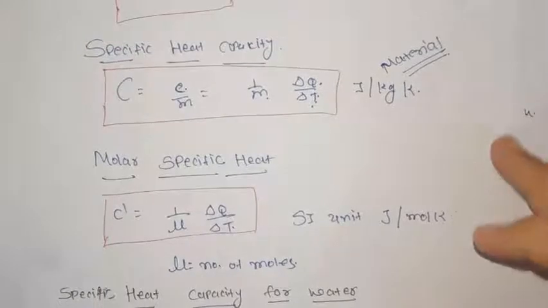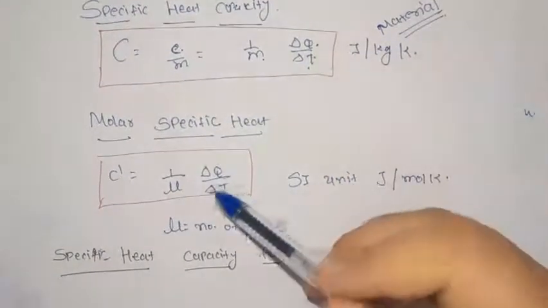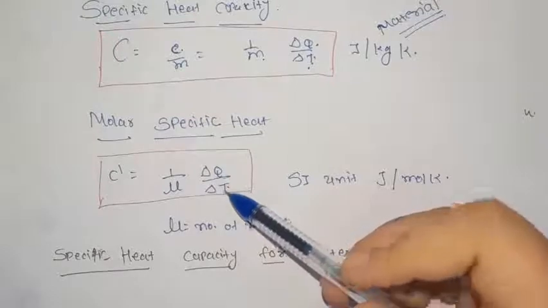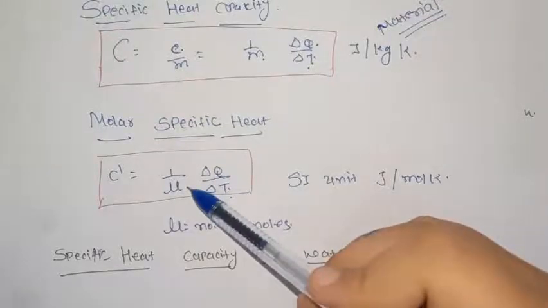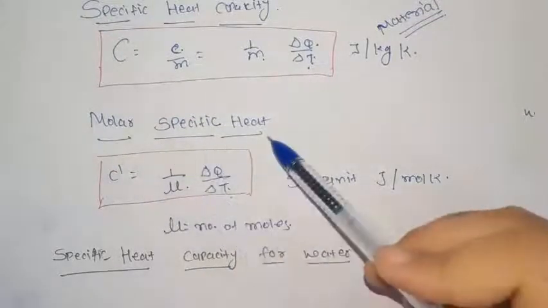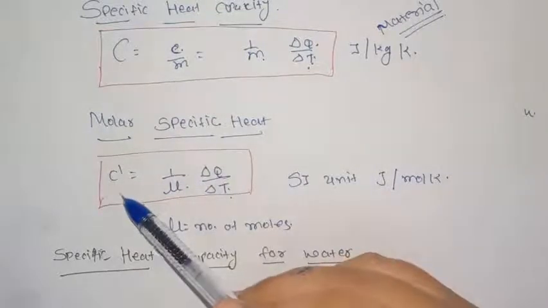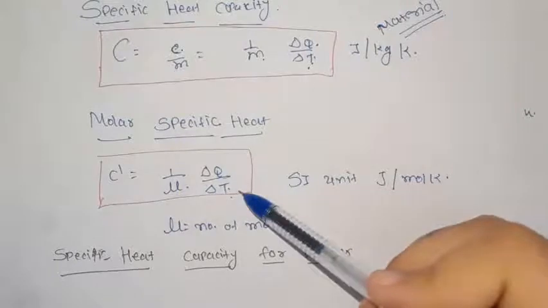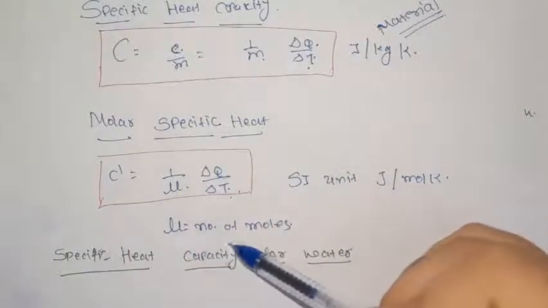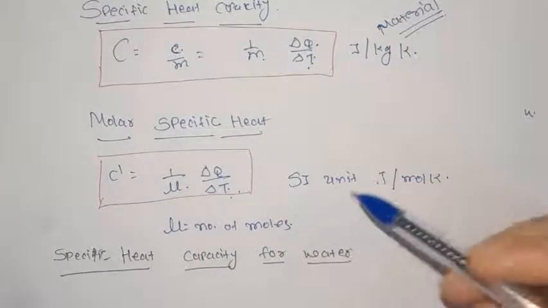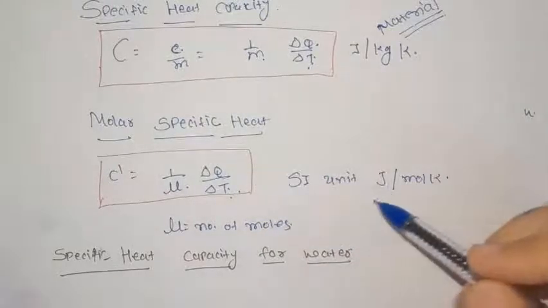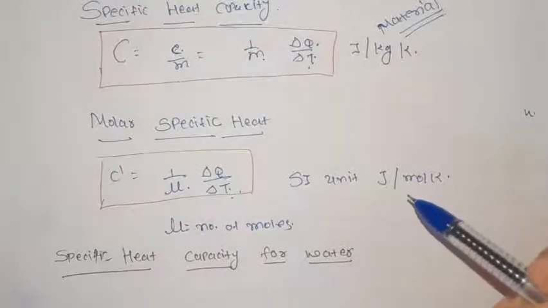The molar specific heat: the amount of heat required to raise the temperature by 1 degree for 1 mole is the molar specific heat. It is denoted by C dash. C dash will be equal to delta Q upon mu delta T. Here mu is the number of moles. The SI unit of the molar specific heat is Joule per mole Kelvin.